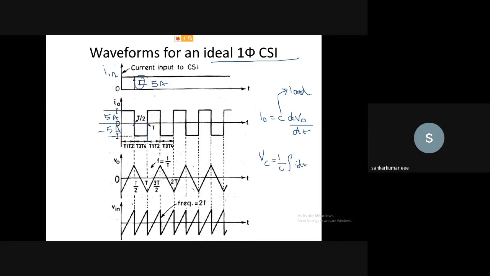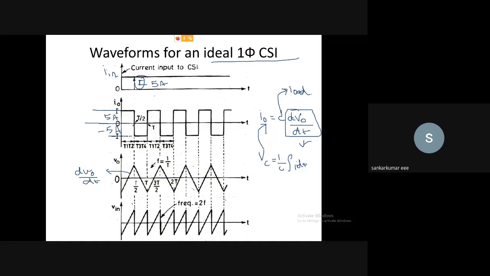So from this we can calculate the value of Vc, that is IC, which is equal to dVc by dt into C. So from this we have derived this expression. Here I naught will be a constant parameter, and C is also constant, the load, which means dV naught by dt, that is the slope of the waveform, will also be constant. So this is the slope, and its magnitude will be dV naught divided by dt.